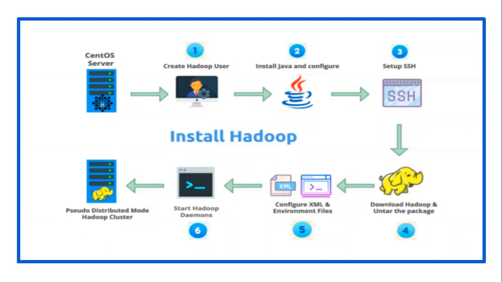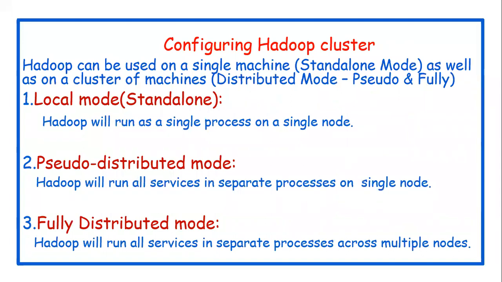So that's why, first in this place, configure XML and environment files: how to configure XML files, and also how to set up the environment. This is the main aim of the second unit: configuring XML files and setting up the environment. This is called configuring a Hadoop cluster.